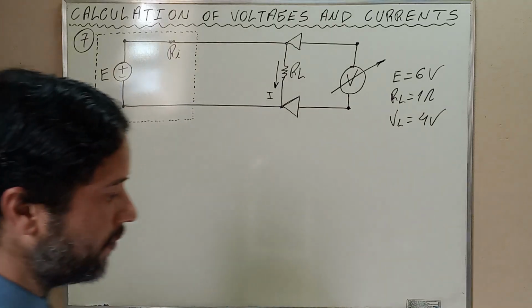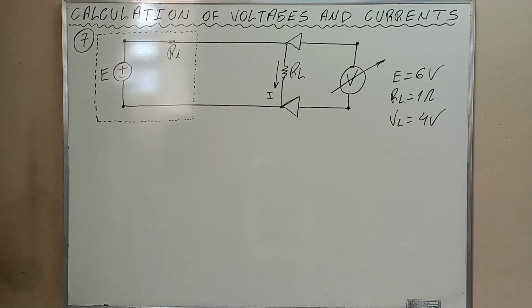Exercise number 7. The circuit shown in the figure has a DC voltage source with internal resistance Ri and an open circuit voltage E equal to 6 volts. When the source supplies a resistive load RL equal to 1 ohm, the voltmeter indicates a load voltage VL equal to 4 volts. What is the value of the source's internal resistance Ri? This is the question. Let's go to the solution.